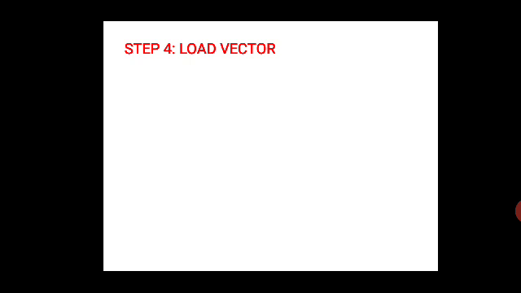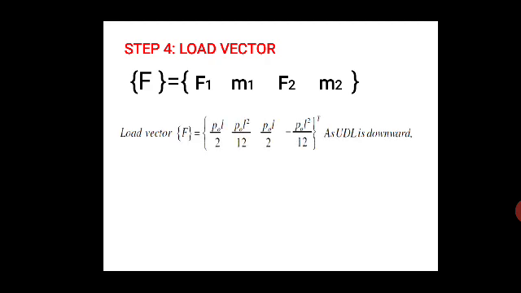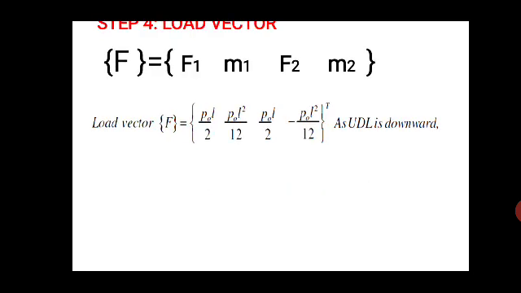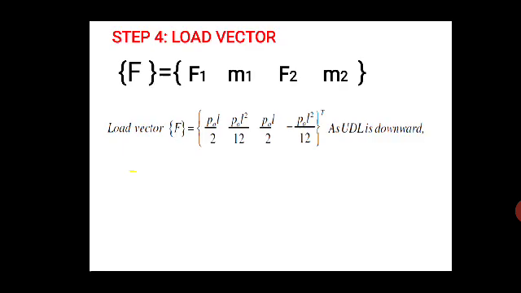Along with this we need to have the loading vector, the force vector or load vector. The force vector F is equal to F1, M1, F2, M2. Because of the UDL, we can consider the load vector as F is equal to P naught L by 2 at node 1 as the force, and the bending moment M1 as P naught L square by 12. Similarly, at node 2, the force is P naught L by 2 and the bending moment is minus P naught L square by 12, because the total beam is subjected to a UDL, and this UDL is acting in the downward direction.